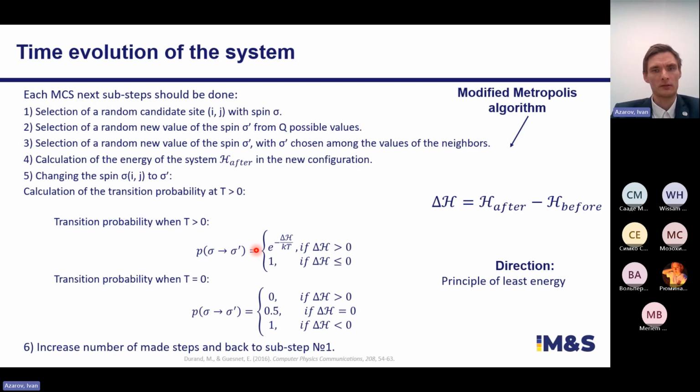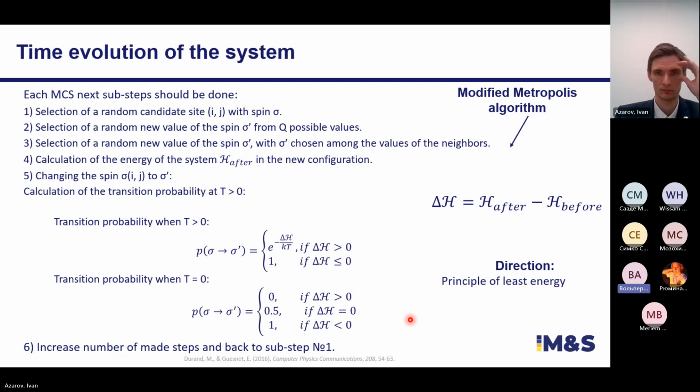Yes, you're absolutely right. In future, I will. At least this is how I understand. It's the first part, and the second part, if the temperature is 0, so no temperature. So what you write? If delta H is positive, such a transition cannot occur. You take probability 0.